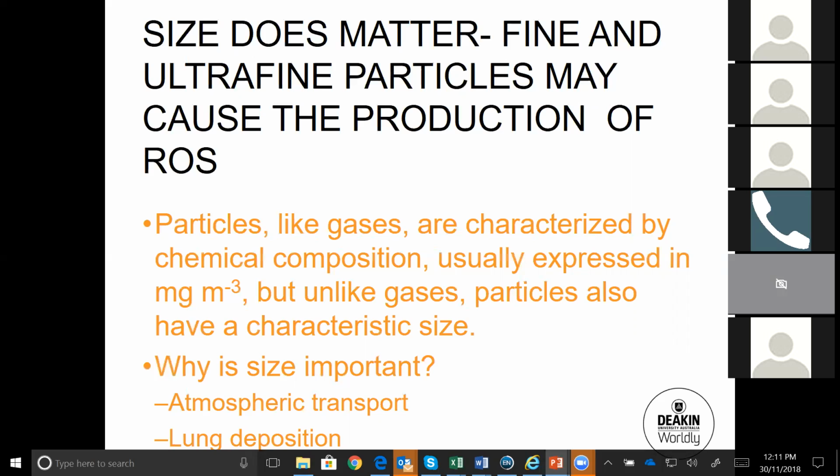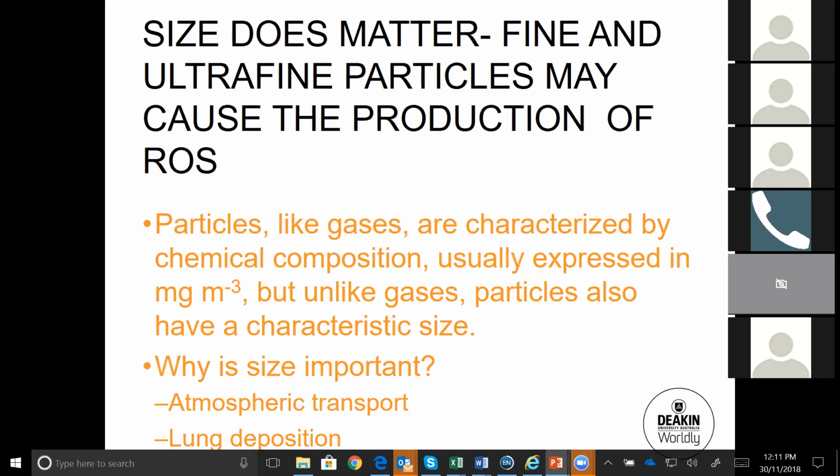But one of the most important aspects here is that size does matter. Fine and ultrafine particles, smaller than 100 nanometers, and even smaller than 50 nanometers, are considered the most toxic ones, and they may be the cause of production of reactive oxygen species. Now, reactive oxygen species, or ROS, are thought to be the reason for the oxidative potential and then further toxicity of particulate matter.